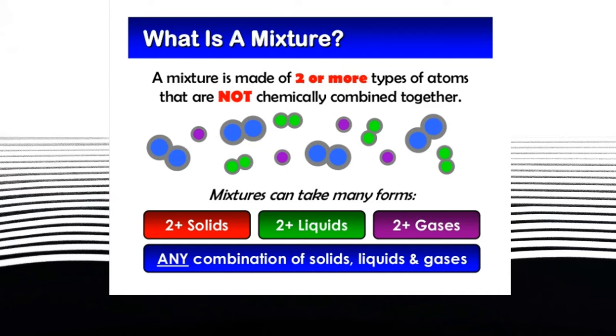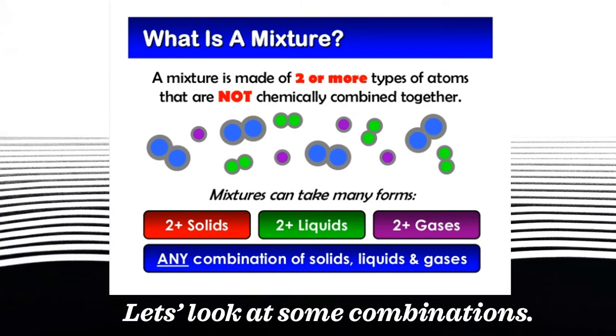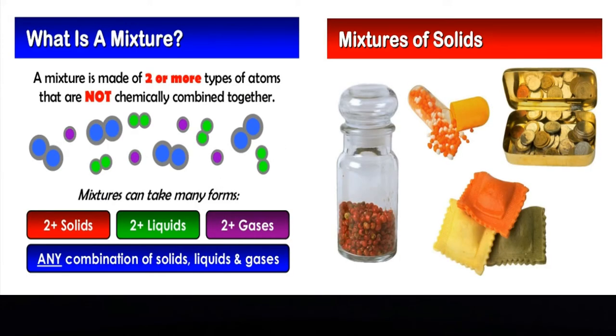A mixture can be two solids, it can be two or more liquids, it can be two or more gases, or it can be a combination of solid and gas, liquid and solid, gas and liquid, etc. So that is a mixture. Those atoms are not chemically combined. They simply can be changed. So let's look at some of these combinations.